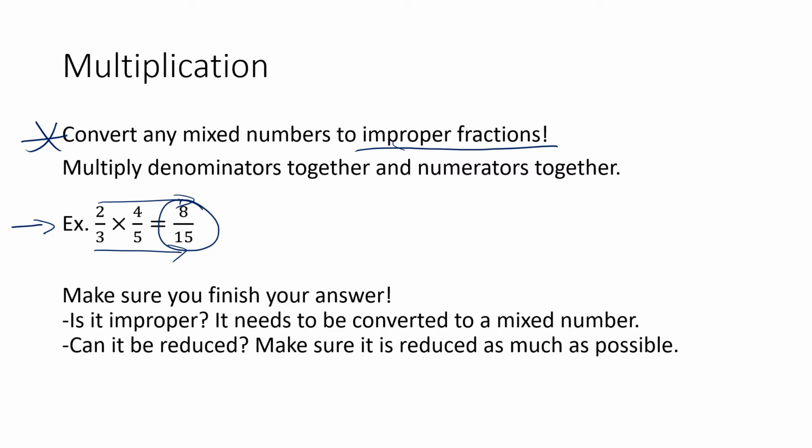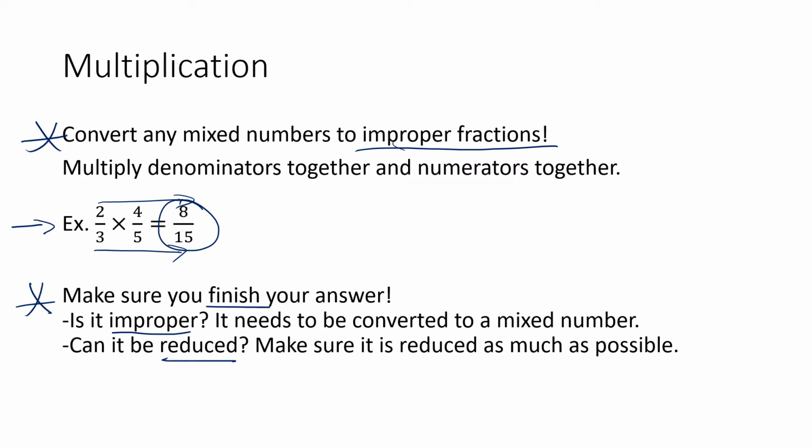So 8/15, and then once you're done, this is kind of the undoing of your first step. Make sure that you finish your answer. I had a class once that would talk about this, like it's like putting the Instagram filter on your picture. Now you need to make sure your answer is pretty. So you need to ask yourself 2 things once you're done with your problem. Is your answer improper? If so, you need to make it a mixed number. If it's not improper, can you reduce your answer? If so, make sure that you reduce your answer.